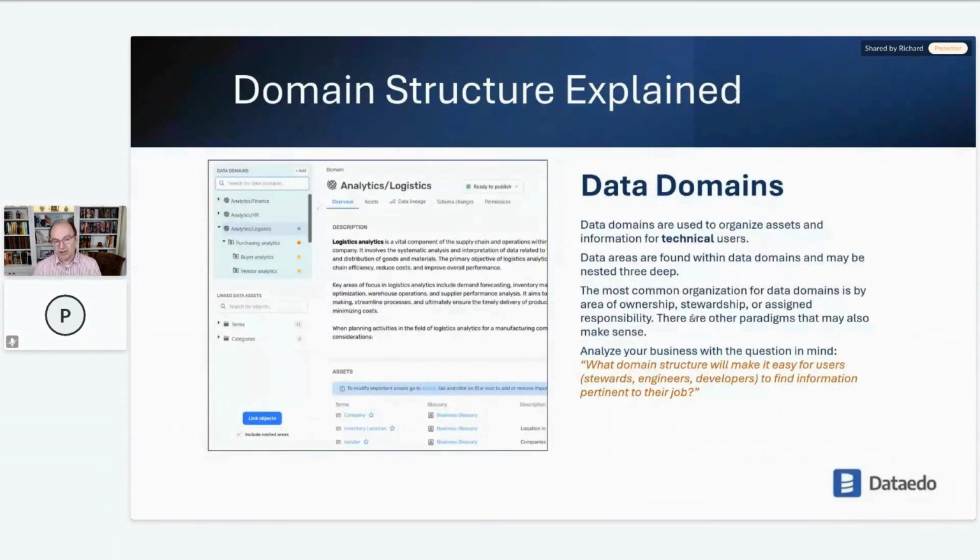We create these logical data structures and link objects to them. Just like with business domains, the data domains and data areas are organized in the same way. We have the top level data domains, and then the data areas that may be nested 3 levels deep within those. It's the exact same organization.